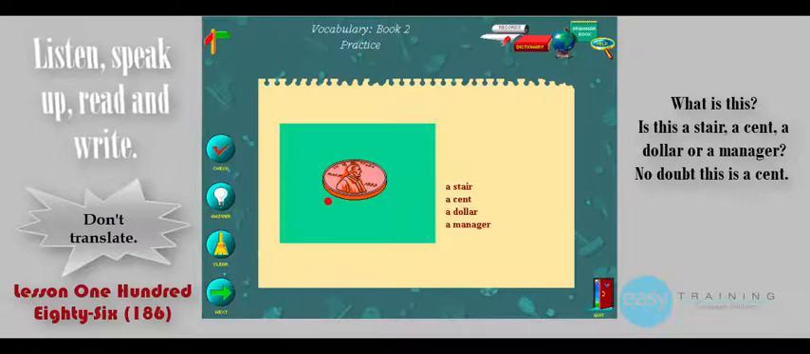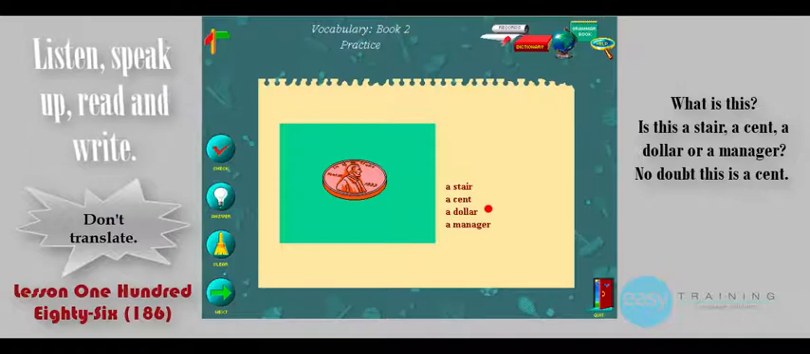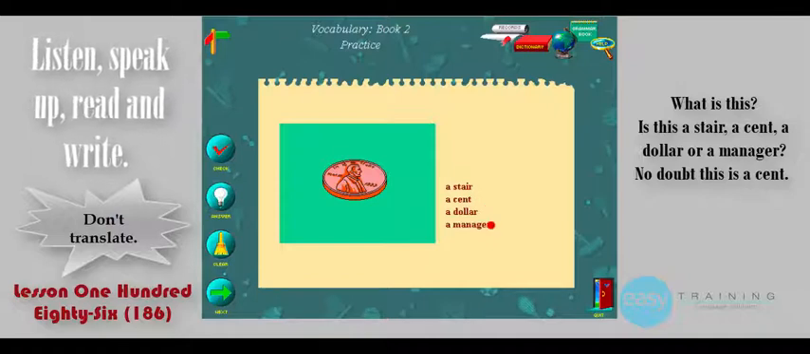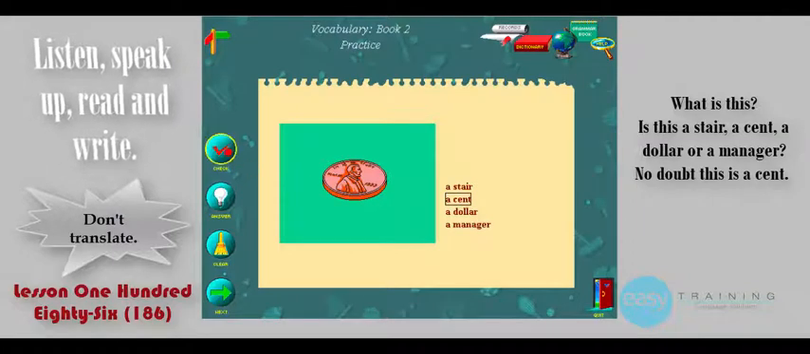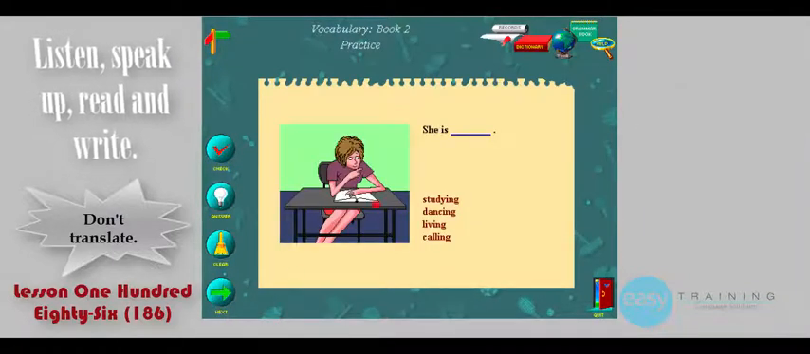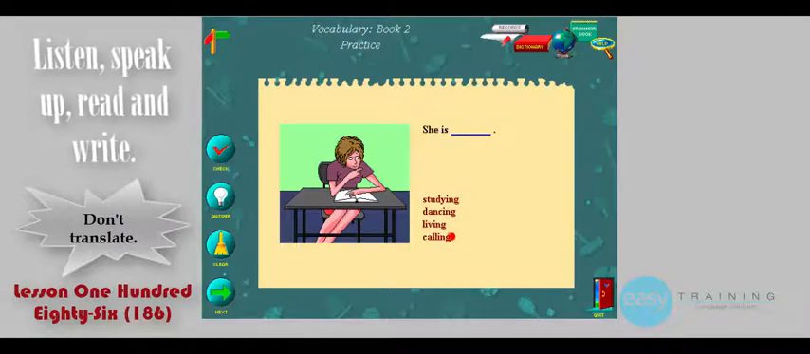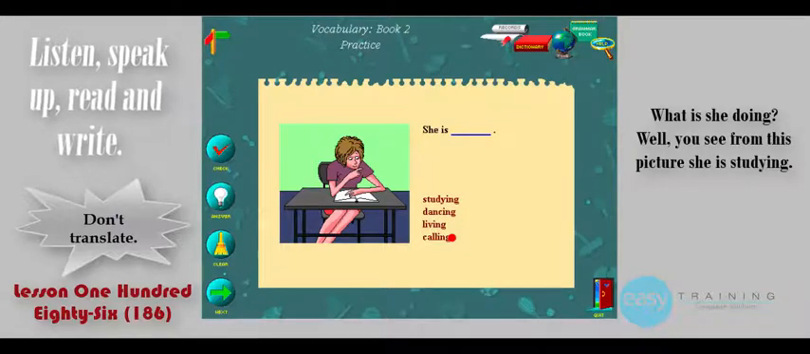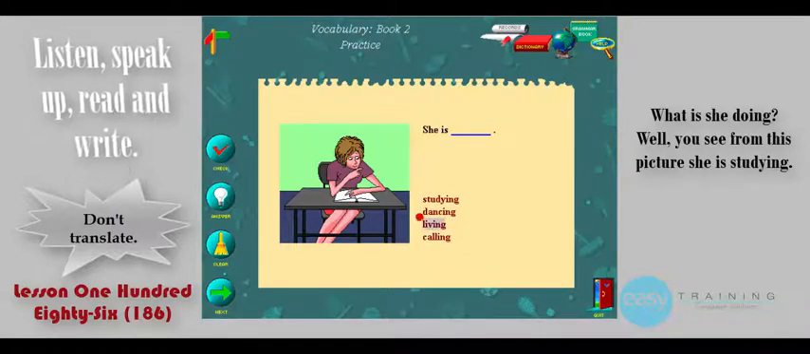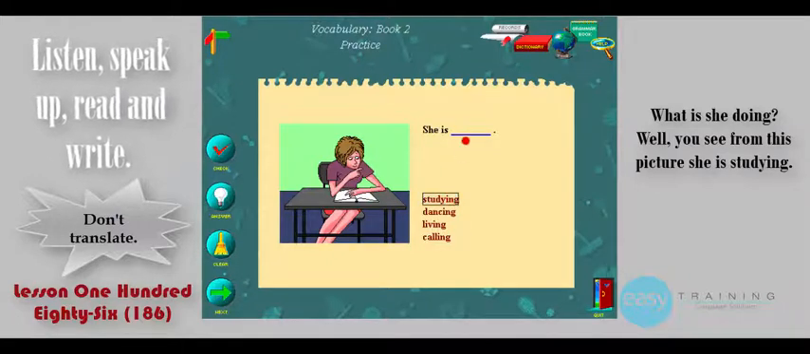What is this? Is this a stair, a cent, a dollar, or a manager? No doubt this is a cent. She is blank. Studying, dancing, living, or calling. What is she doing? Well, you see from this picture, she is studying.